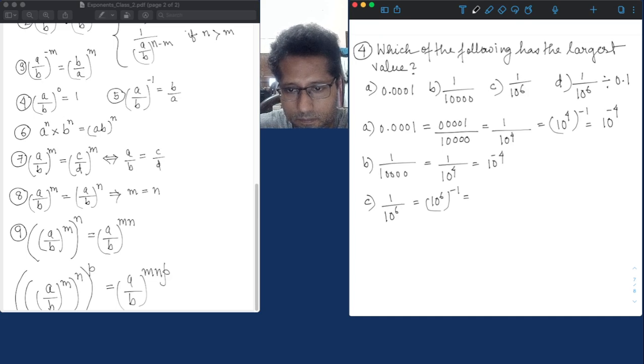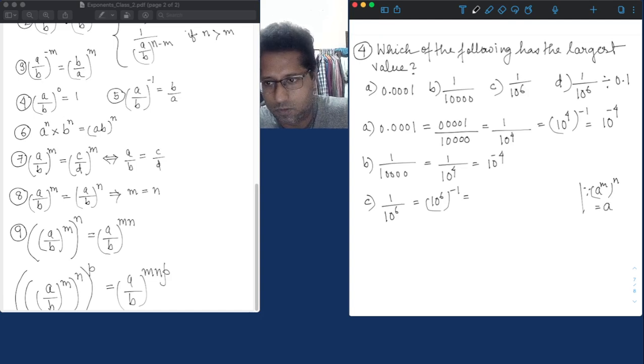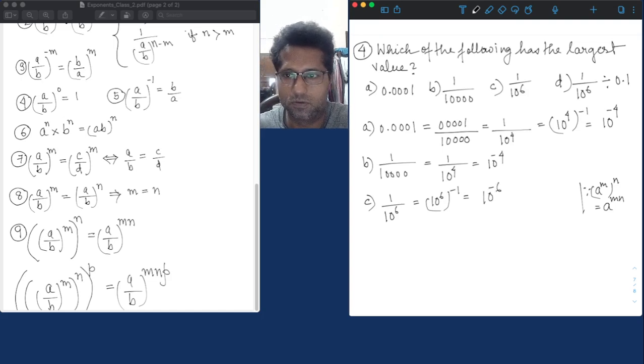Now this is following the rule A to the power m whole to the power n equals A to the power mn. We see that this is 10 to the power minus 6. So the numbers we are having are 10 to the power minus 4, 10 to the power minus 4, 10 to the power minus 6.